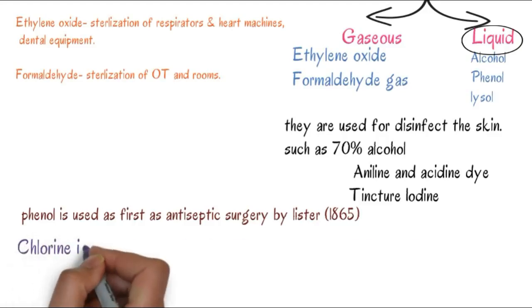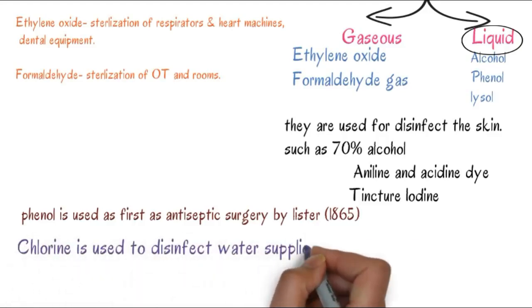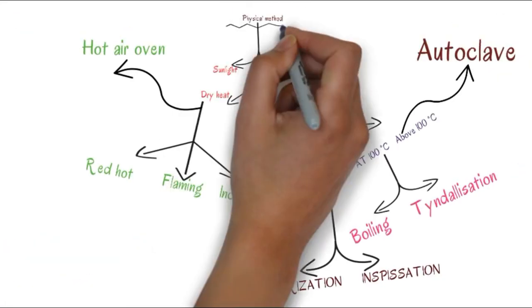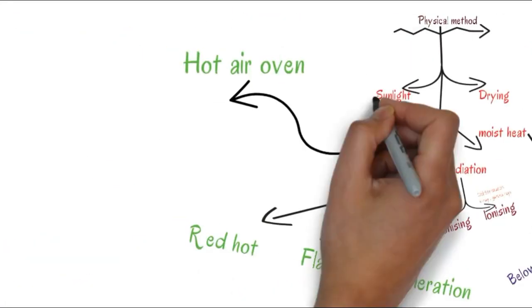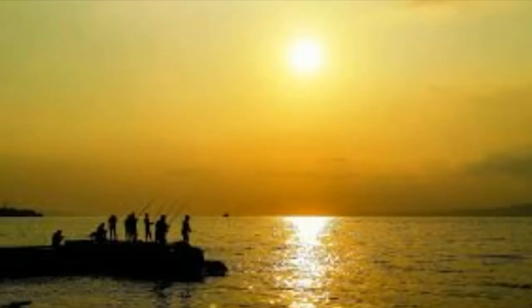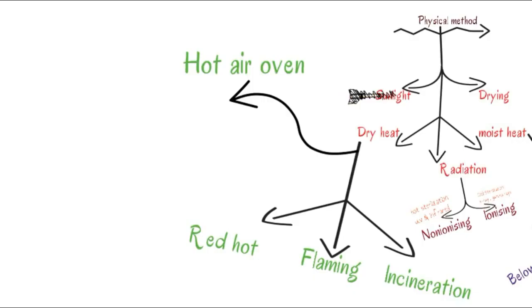And chlorine is used as a disinfectant for water supply and swimming pools. Now we go through the physical methods, in which we have sunlight, which is a natural or spontaneous sterilization for the ocean and atmosphere by its UV light.